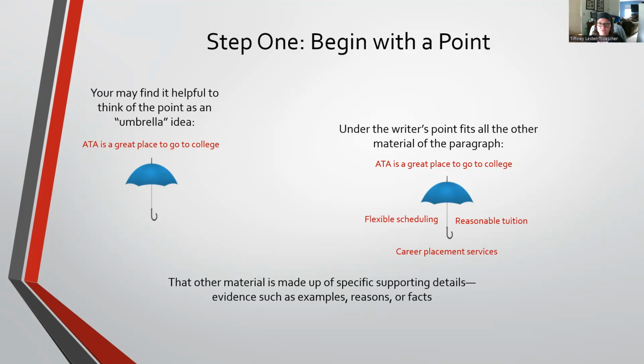What do I mean by flexible scheduling? What kind of scheduling does ATA offer and why is it a good thing? What do I mean by reasonable tuition? What do I mean by career placement services? I'm going to explain each one of those and why those are good things and why they make ATA a great place to go to college.